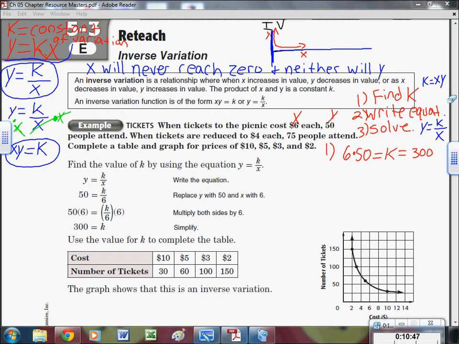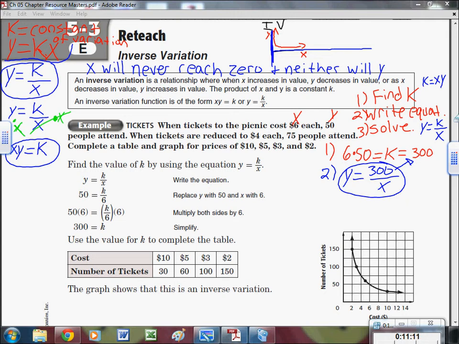Once you know what k is, the next step was to write your equation. It's got to be of the format y equals k over x. It's got to be in that format. So number 2, your equation is y equals k over x. So y equals 300 over x, since k was 300 from right there. That's where we got k from. So your equation is y equals 300 over x. That's an equation that you're going to use for an input-output table.